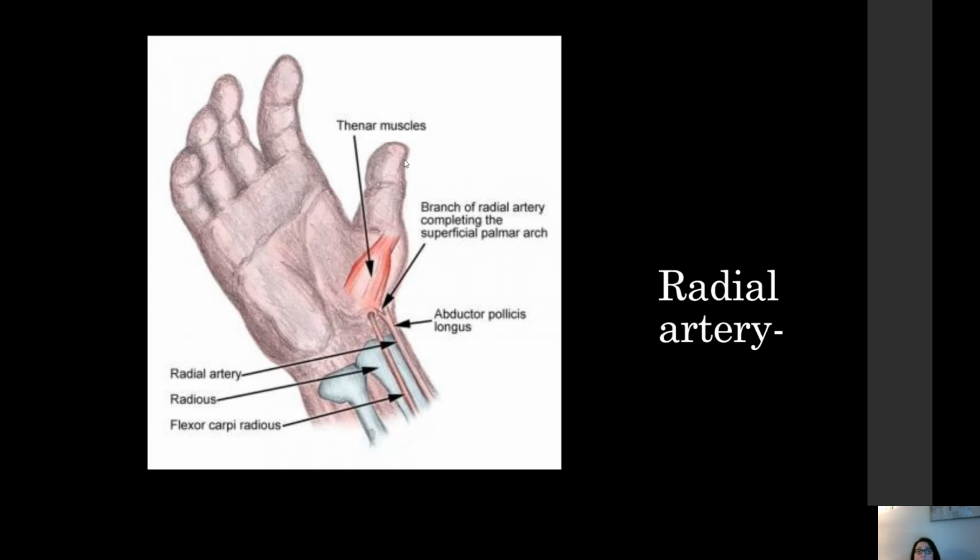So when we go to take a pulse, what are we going to be using? We're going to be using that radial artery. The good way to always remember is it's the one here next to the thumb. So make sure you know where that is and be able to identify it.